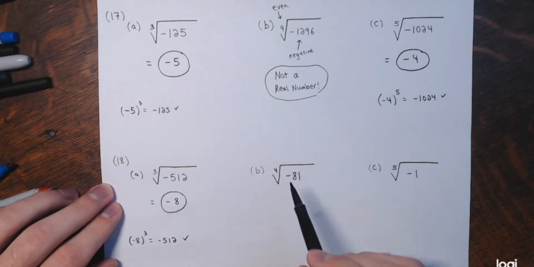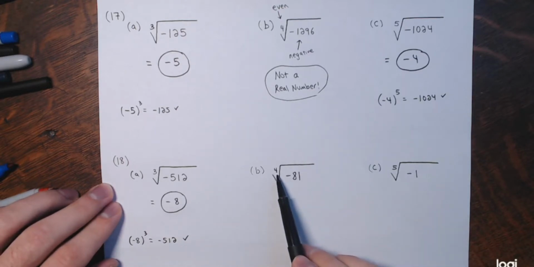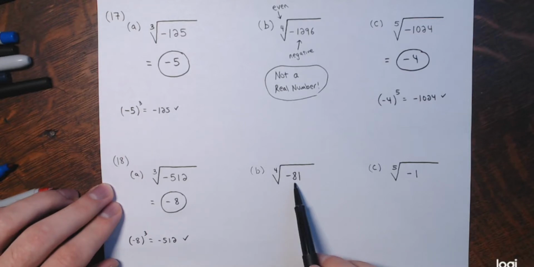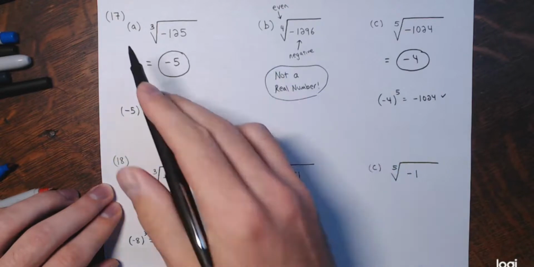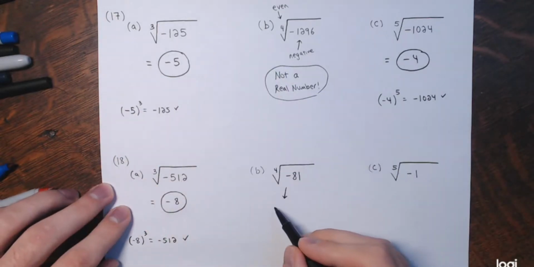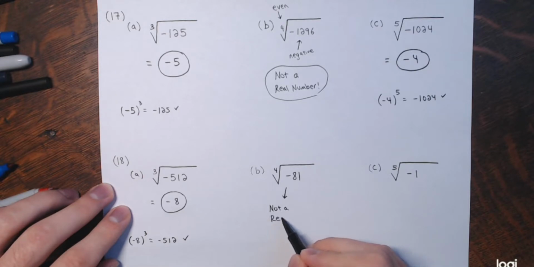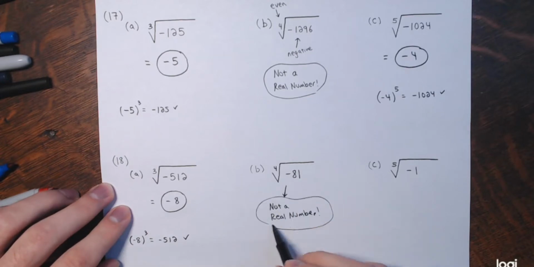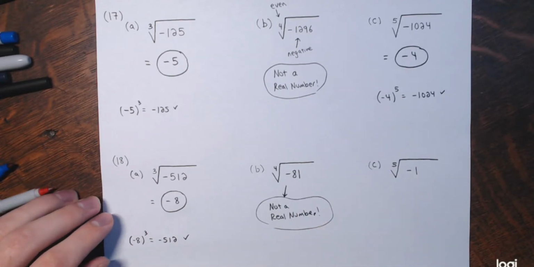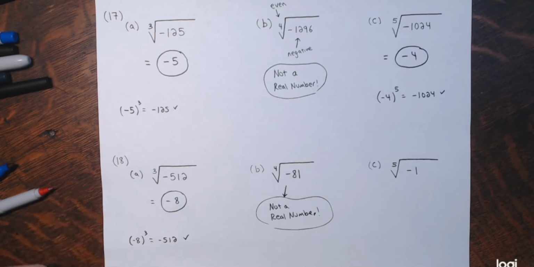And then once again here we have an even root of a negative number. This is not real. Just like part B of number 17 and earlier parts too. Right? This is just simply not a real number. There's no real number you could raise to the 4th power to get -81. Right? 3 to the 4th is +81. -3 to the 4th is +81, but you're not getting -81 ever.